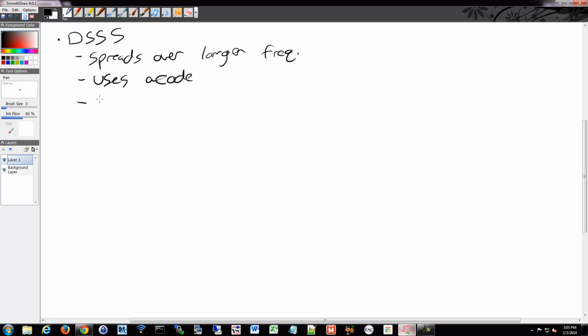It's used by 802.11b, and other things like cordless phones. It's kind of a simple method of doing it, so the less expensive equipment will use this. Cordless phones, cellular even. GPS does this.